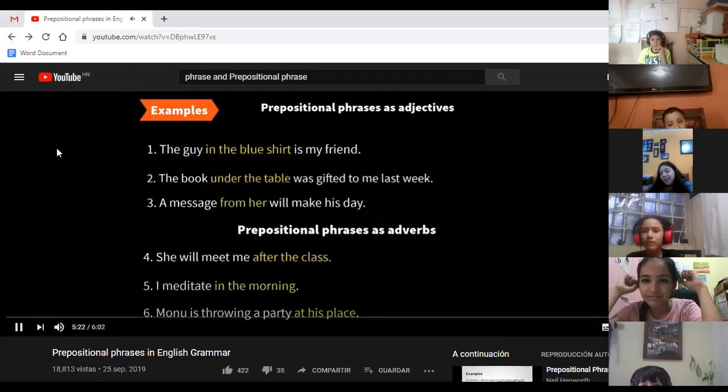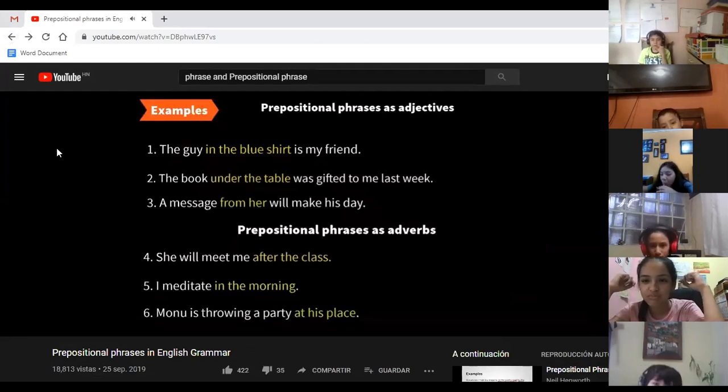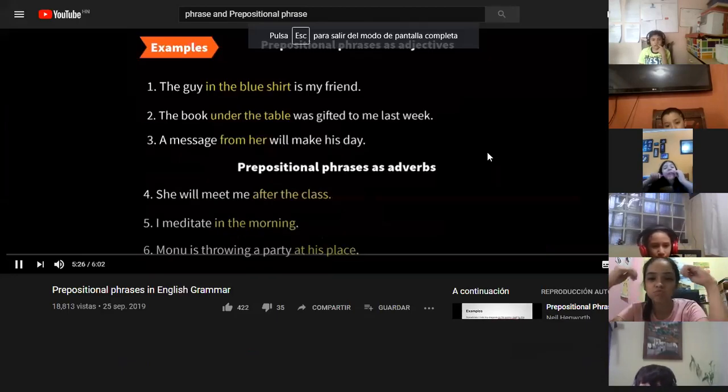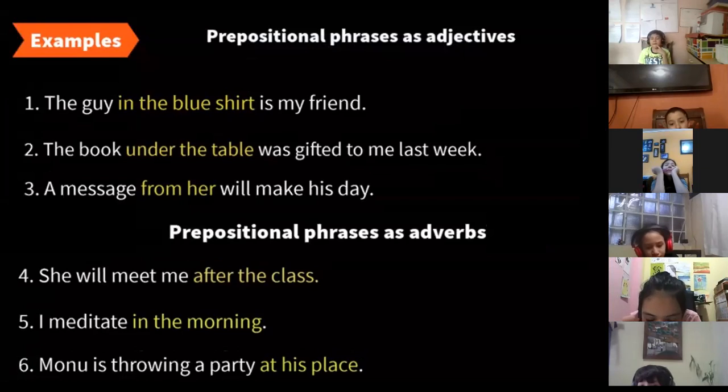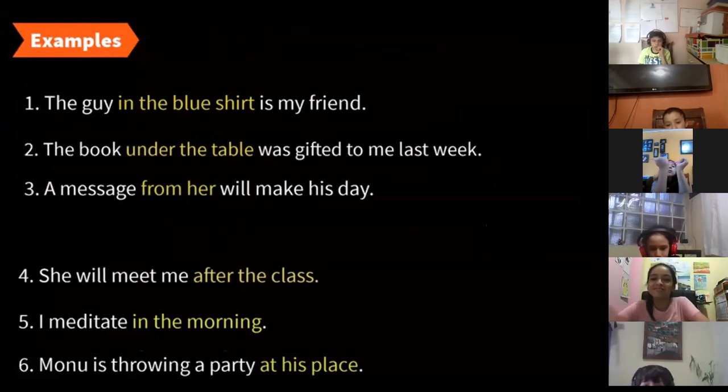So it's giving information about the place of the action. Monu is throwing a party where? At his place. So guys, we just have seen a prepositional phrase starts with a preposition and is followed by the object of the preposition, and it works either as an adjective or an adverb in a sentence.